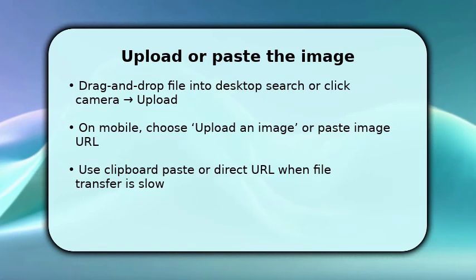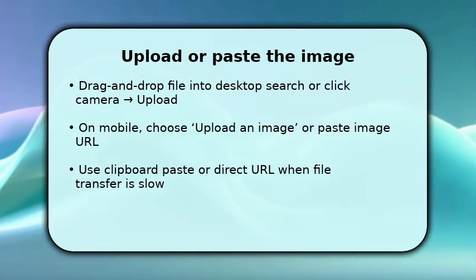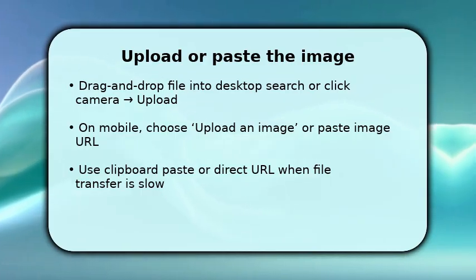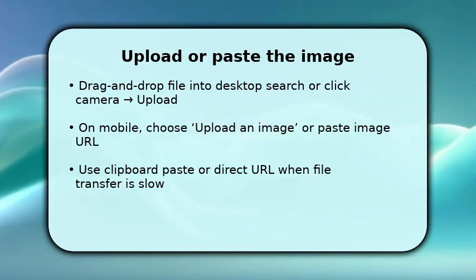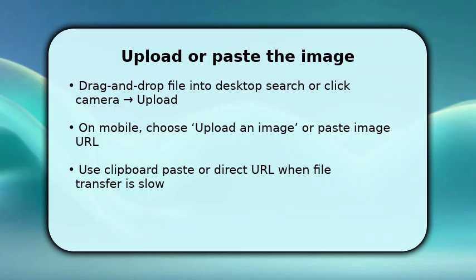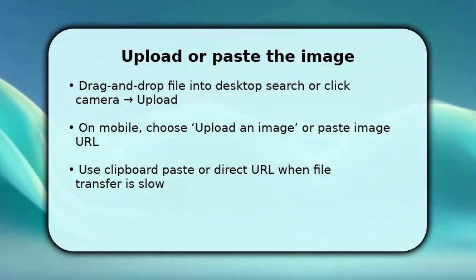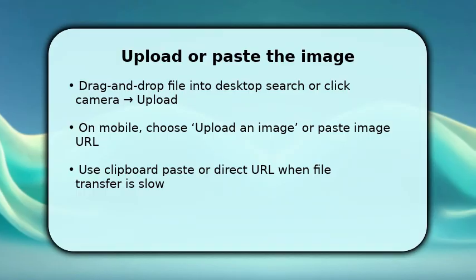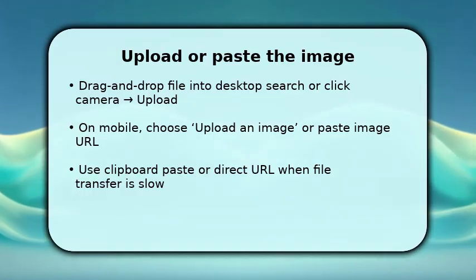Now you'll submit the image to Google. On desktop, drag the file into the search window or click the camera icon and choose Upload. If you have a URL, paste it under the Paste Image URL tab. On mobile, pick Upload or select the photo from your gallery inside the Google app. If transferring files is slow, copy to clipboard and paste or share the image link instead. This step converts pixels to searchable data, so be precise with the file you send.